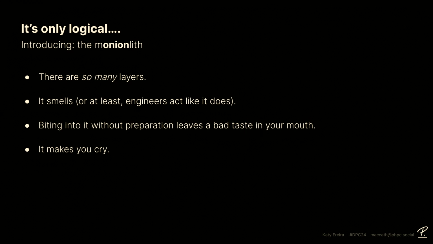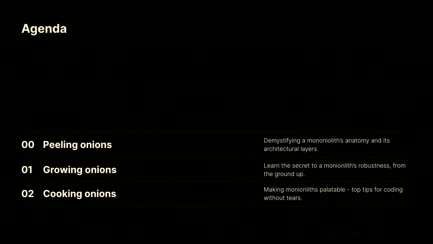So today we're going to put these things together, and we're going to talk about what an onion is, what it looks like, what the layers of an onion are, and hopefully that's going to demystify the architectural layers of your big legacy monolith. Then we're going to look at how onions grow, and by this I'm talking about how we build our systems and what makes our systems so robust. And then, last of all, we're going to talk about cooking onions, which is how to prepare onions so that they don't taste horrible like they would if they were raw.